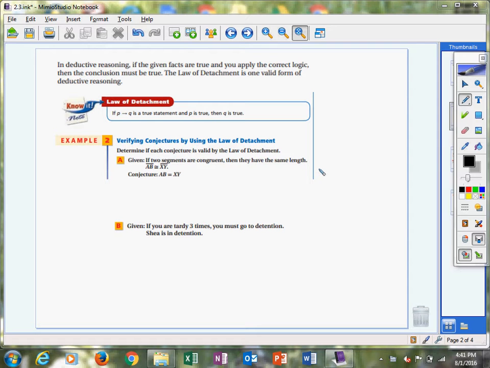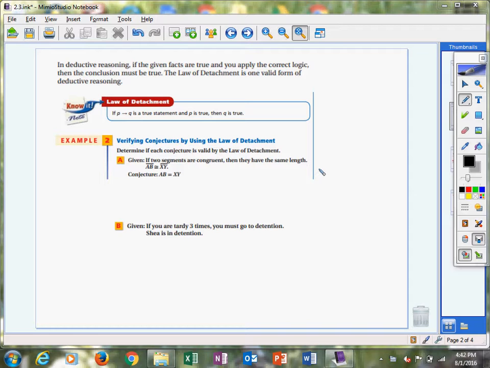We're in section 2.3 again, and we're doing example 2. We're going to be talking about a law called the Law of Detachment. It really is not that complicated, I don't think. We're verifying conjectures by using the Law of Detachment.